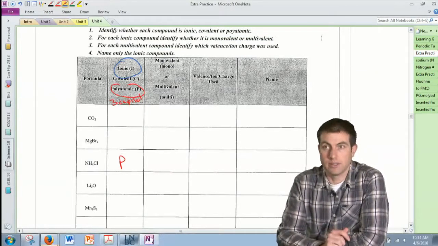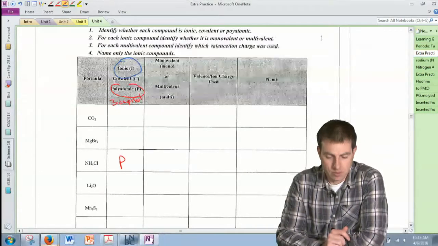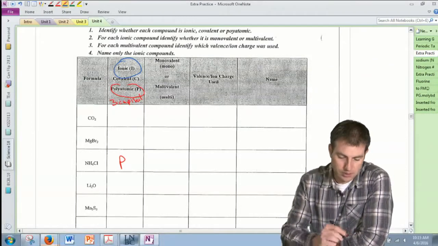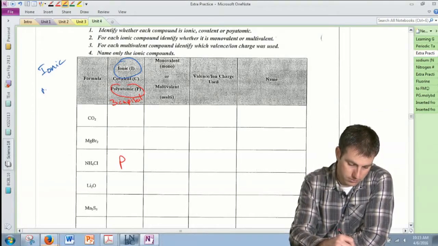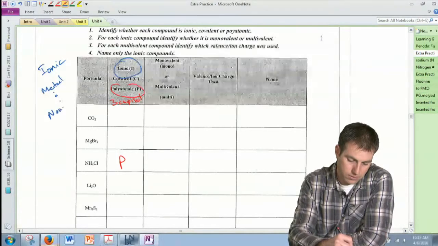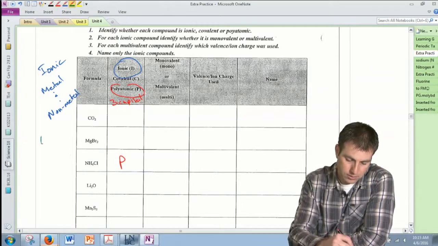I'll do my ionics in blue. Ionic compounds are special because they are a metal and a nonmetal. Covalents are 2 nonmetals.